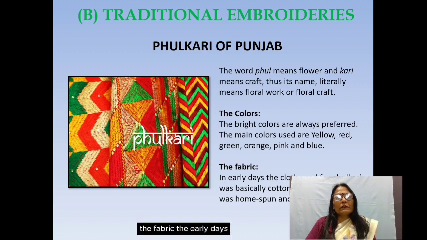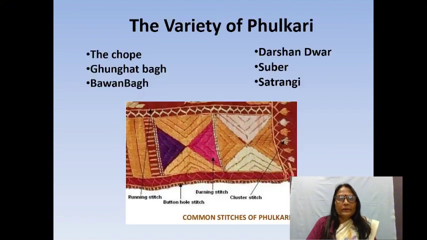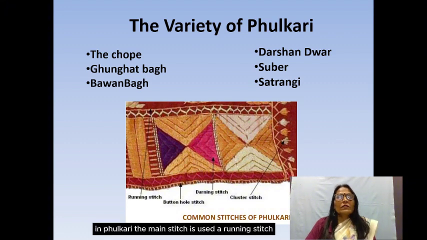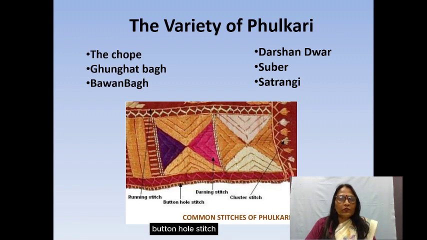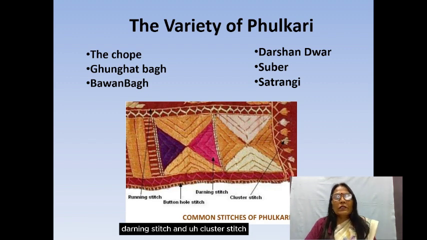In the early days, the cloth used for fulkari was basically cotton and khadi, which was homespun and dyed. The varieties of fulkaris are chope, ghungat bagh, bawan bagh, darshan dwar, subhar, satrangi. In fulkari, the main stitches used are running stitch, buttonhole stitch, darning stitch, and cluster stitch.